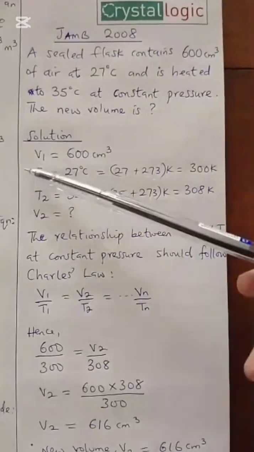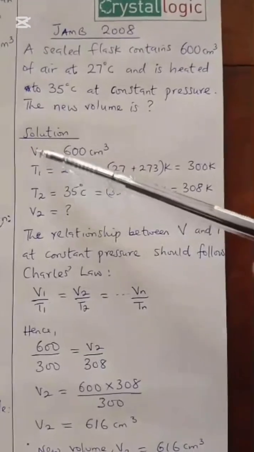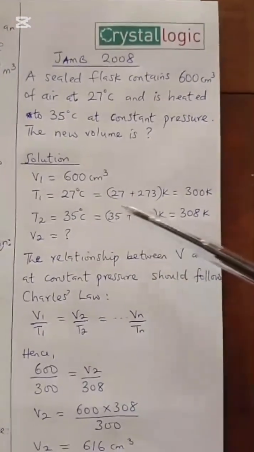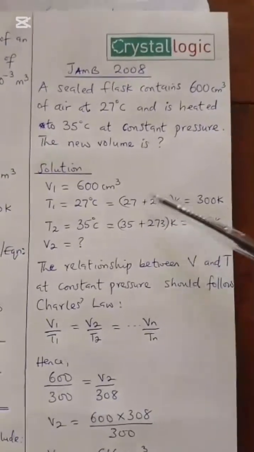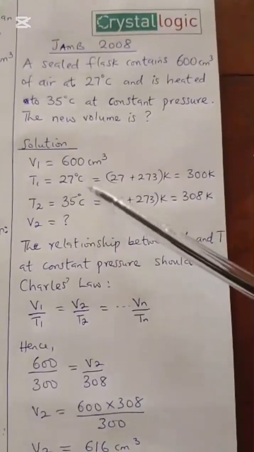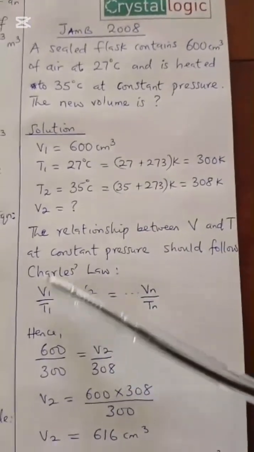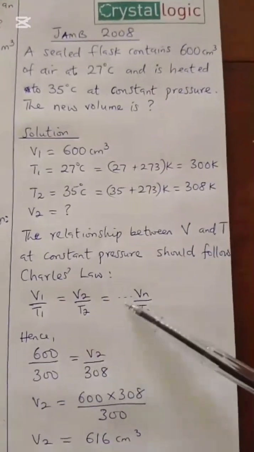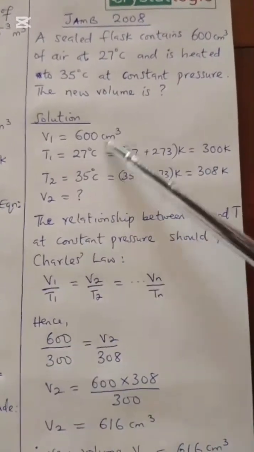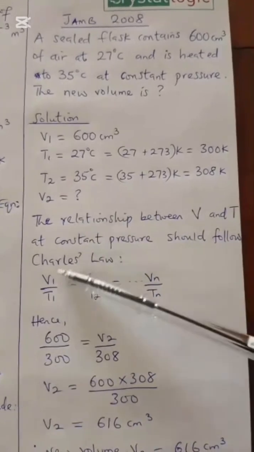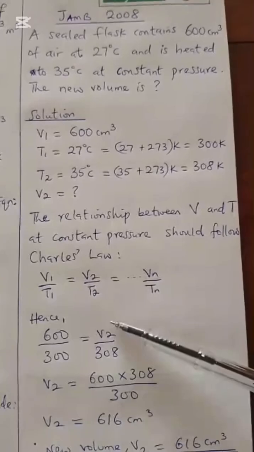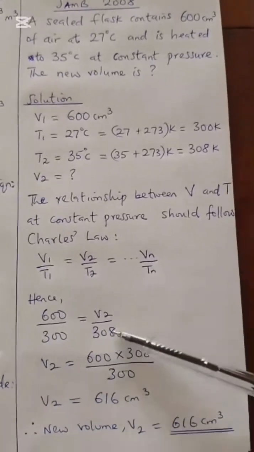So quickly, the first thing is to put in the values you are given in the question. Make sure you convert Celsius to Kelvin. Always convert it to Kelvin. So V1 over T1 is equal to V2 over T2. That is Charles's law. So V1 is 600 in the question, T1 is 300 Kelvin. We are looking for V2, so leave it as V2 over T2.